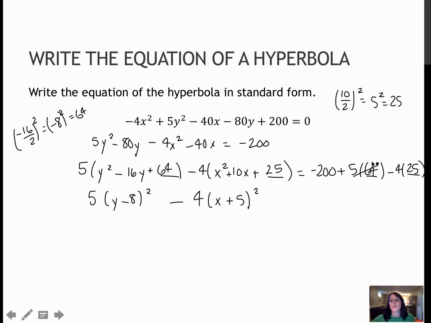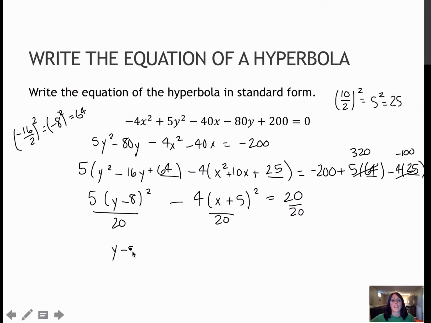5 times 64 is 320. Negative 4 times 25 is negative 100. So adding negative 200 and negative 100 plus 320 gives me 20. Again, just as before, I need this value to be 1, so I'm taking everything now divided by 20, and my result will be my equation in standard form.